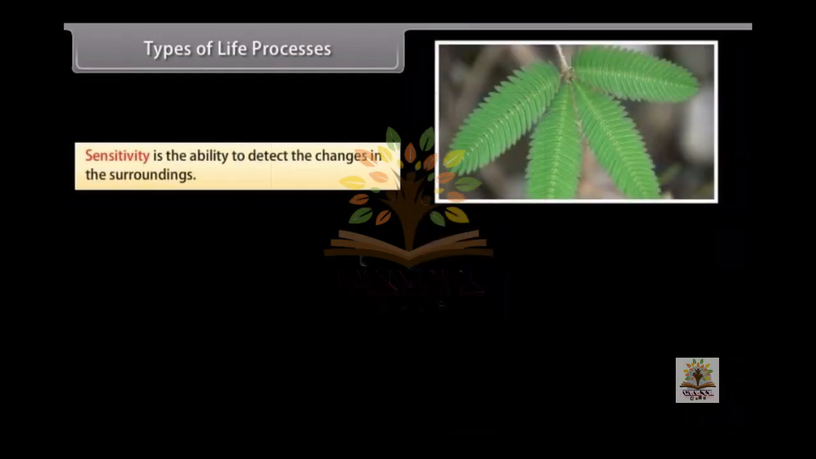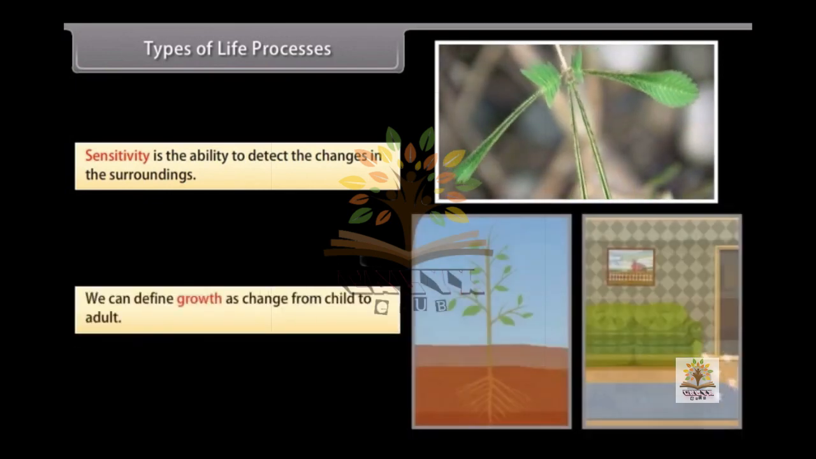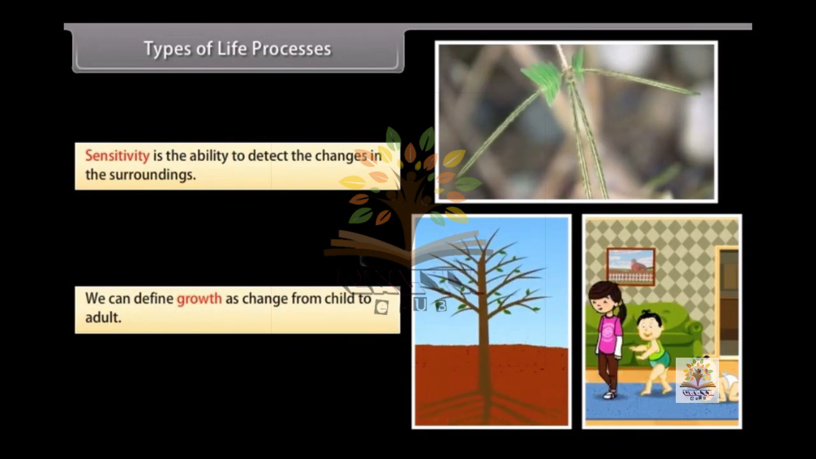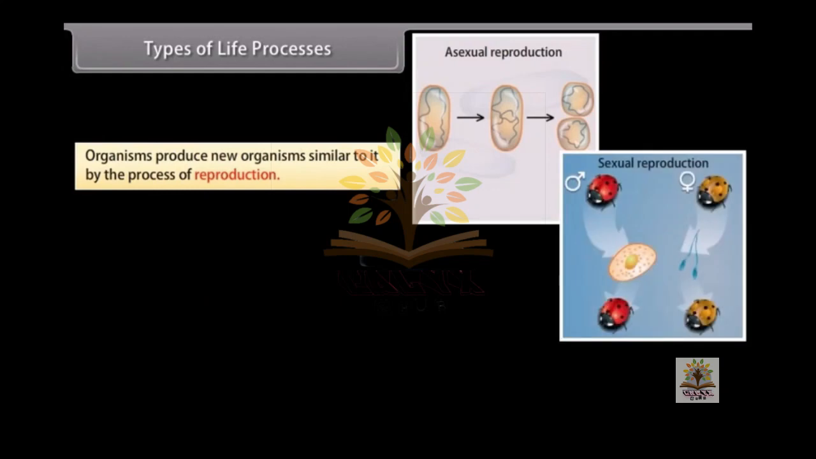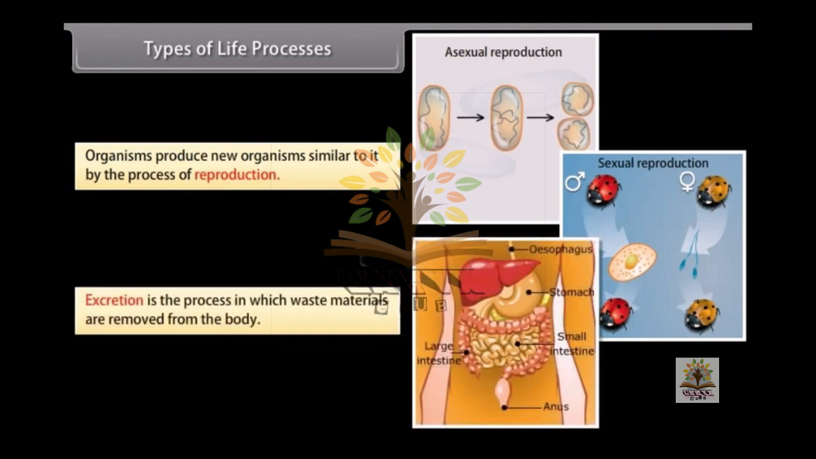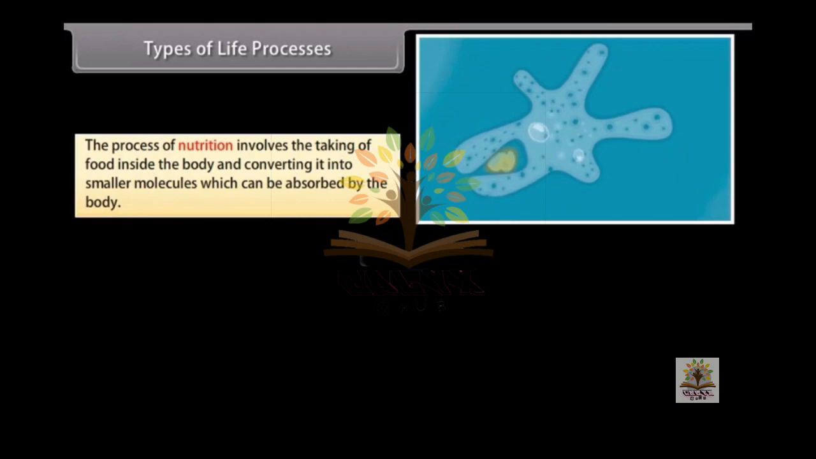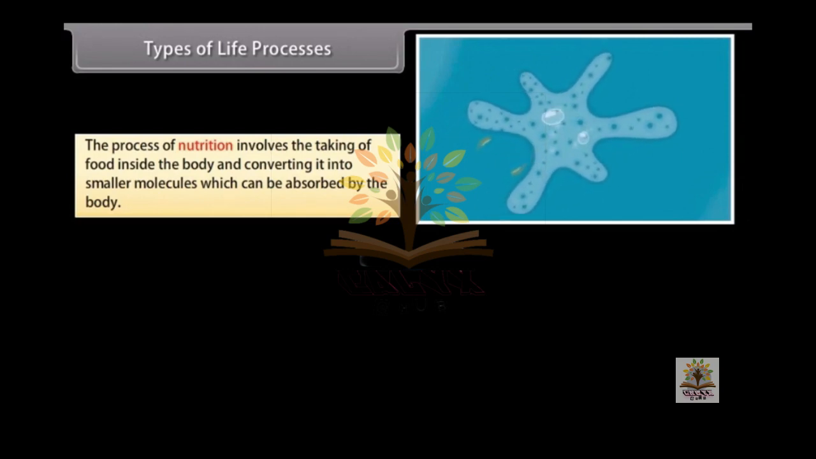Sensitivity is the ability to detect the changes in the surroundings. We can define growth as change from child to adult. Organisms produce new organisms similar to it by the process of reproduction. Excretion is the process in which waste materials are removed from the body. The process of nutrition involves the taking of food inside the body and converting it into smaller molecules which can be absorbed by the body.